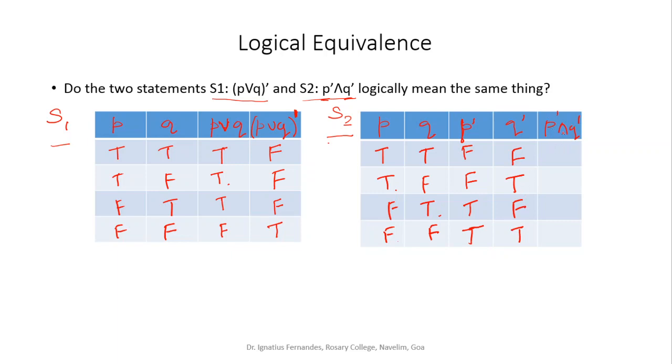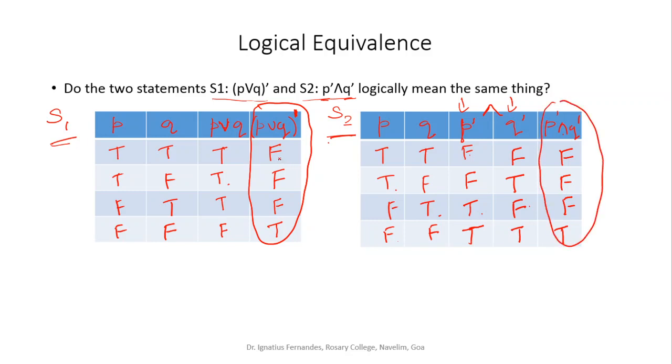Now I write down P bar and Q bar. I have P bar here, I have Q bar here, and I'm writing the AND of both of these. Now I know that AND is true when both of them are true, otherwise it is false. Here both are false, so this is false. Or you have to recollect the truth table for AND. So F and F is F, F and T is F, T and F is F, and T and T, both are true here, in that case AND is true. So now I have written down the truth table for S1, and I have written down the truth table for S2. Now what we have to do is look at the statements.